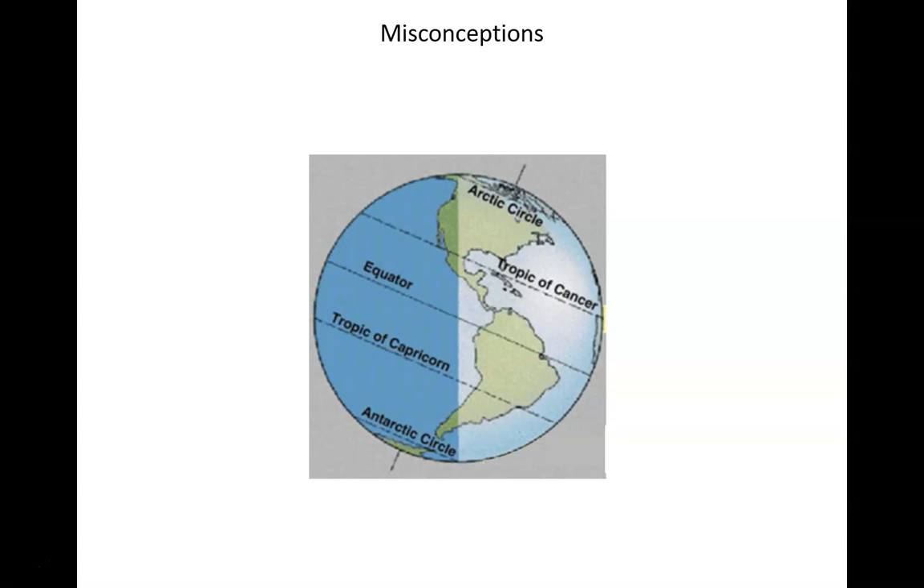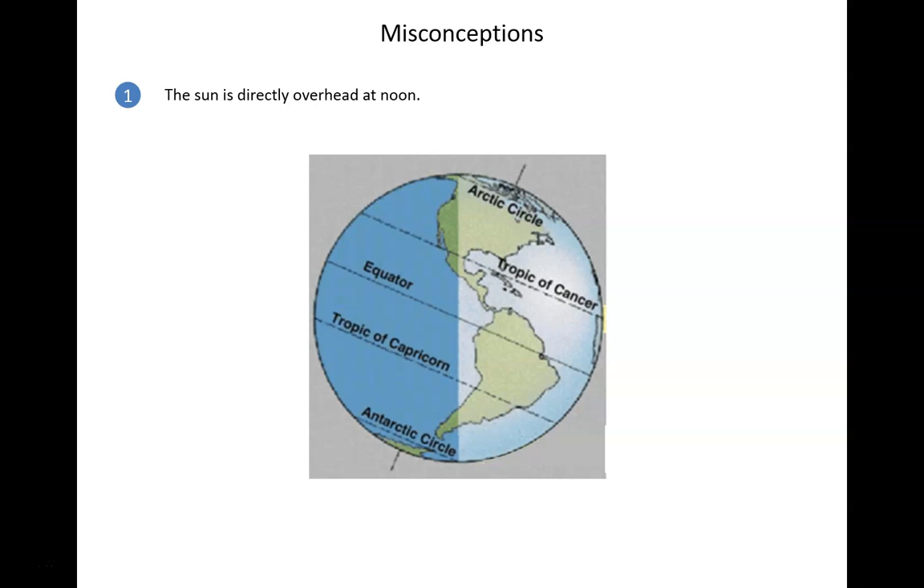Now, there are many misconceptions in this area. I have chosen 3 that I think are fairly common and hope to clarify. The first one is that the Sun is directly overhead at noon. Let's examine this diagram. The equator is the well-known imaginary line going around the circumference of Earth. The tropics of Cancer and Capricorn are imaginary lines that are 23.5 degrees north and south of the equator.